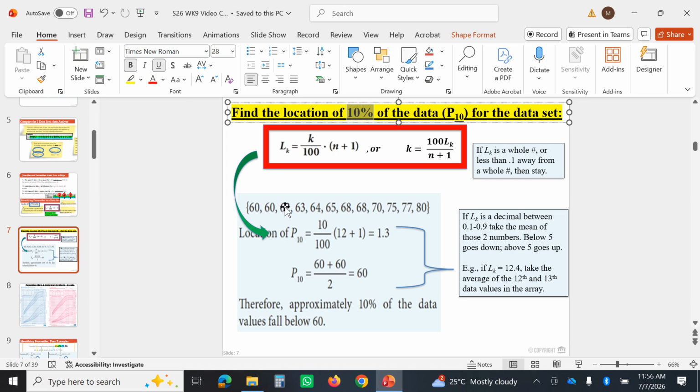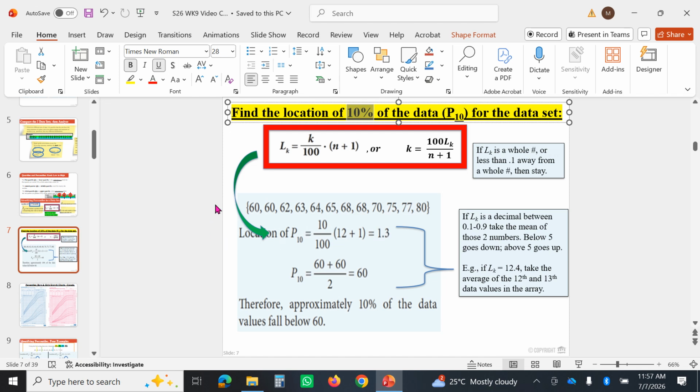And there are 1, 2, 3, 4, 5, 6, 7, 8, 9, 10, 11, 12. There's 12 numbers in total, so that goes in there for N. So 12 plus 1, there's your 13. And 10 divided by 100, which is 0.1, times 13, you get 1.3. So that is the location of P10. What does that mean? 1.3.